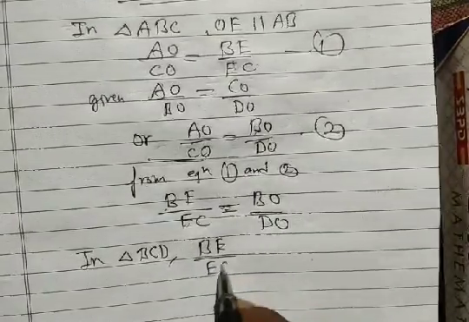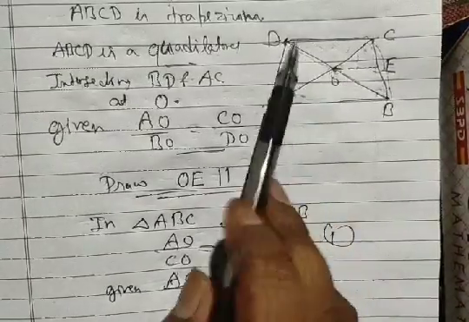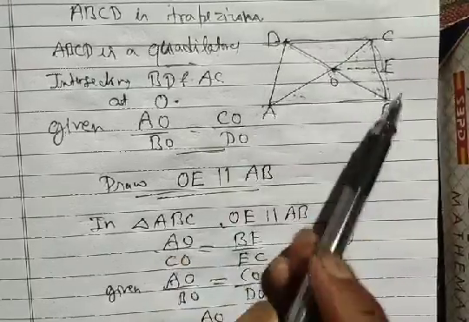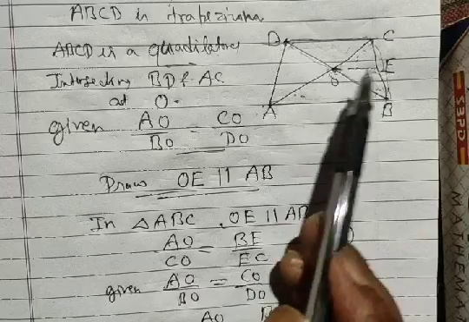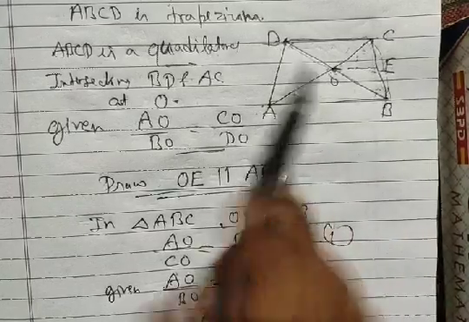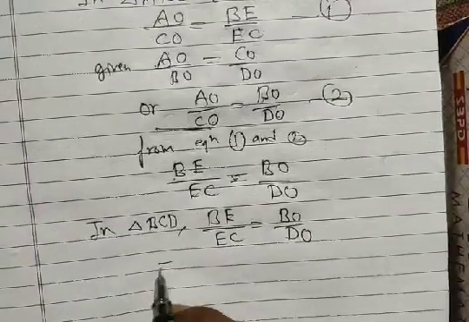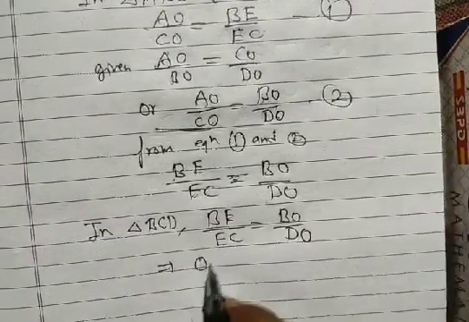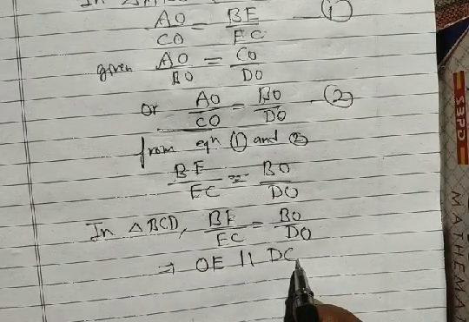Now in triangle BCD, we have BE is to EC equal to BO is to DO. What is this? It is the converse of the basic proportional theorem. By the converse of the basic proportional theorem, this only happens when OE is parallel to DC. So OE is parallel to DC.